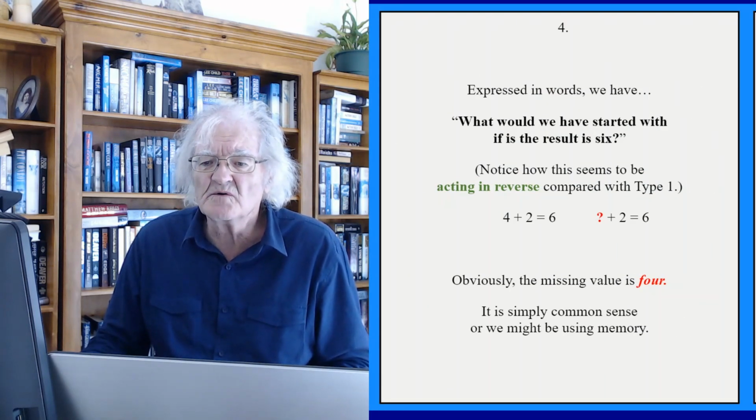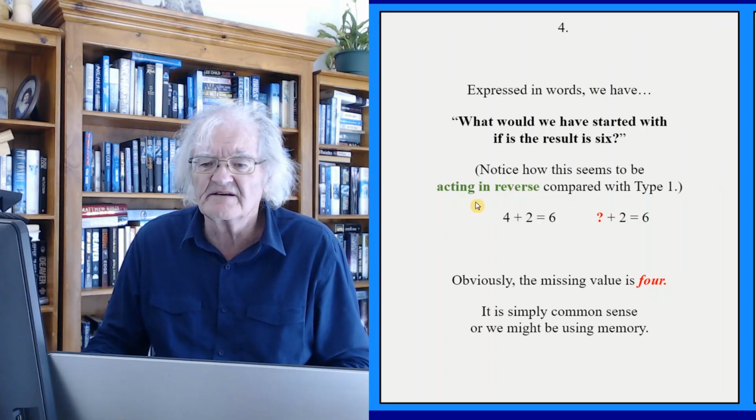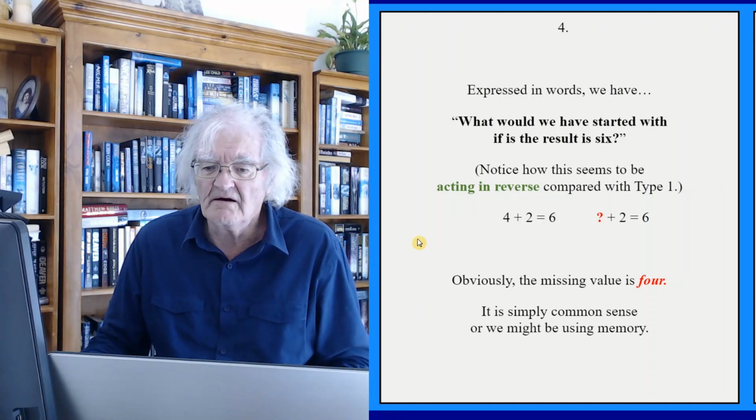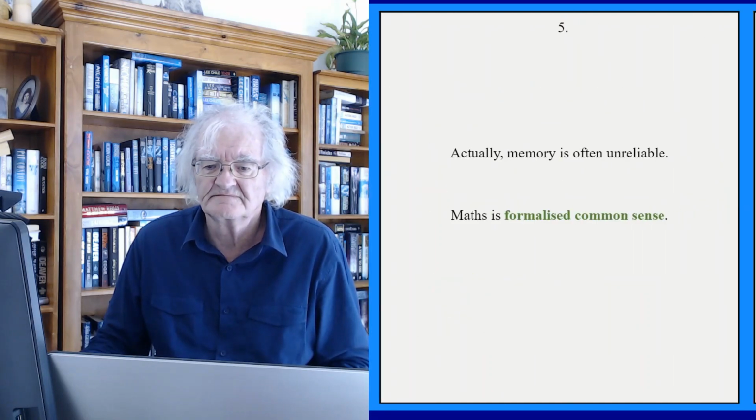Now, expressed in words, what would we have started with if the result is 6? Notice how this seems to be acting in reverse compared to type 1. Obviously, the missing value is 4. It's simply common sense, or we might be using memory. Actually, memory is often unreliable, and maths has to be viewed as formalised common sense.